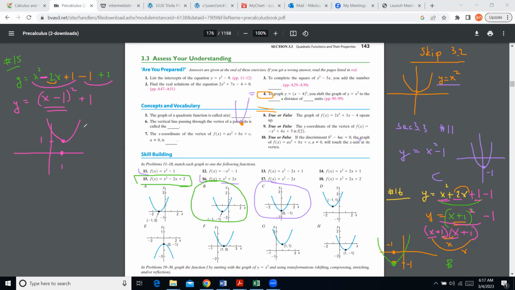And here's the graph. The graph of y is equal to x squared minus 2x plus 2. So I just graphed that parabola. And I can also see that part G, right, is exactly what I produced. Part G is here.